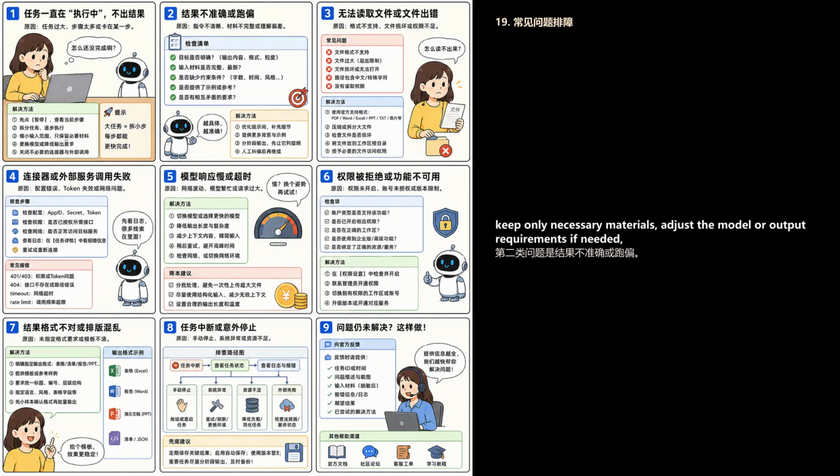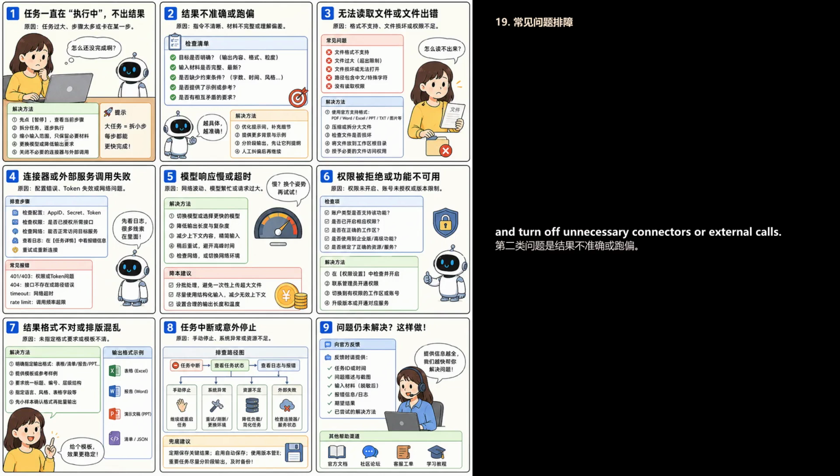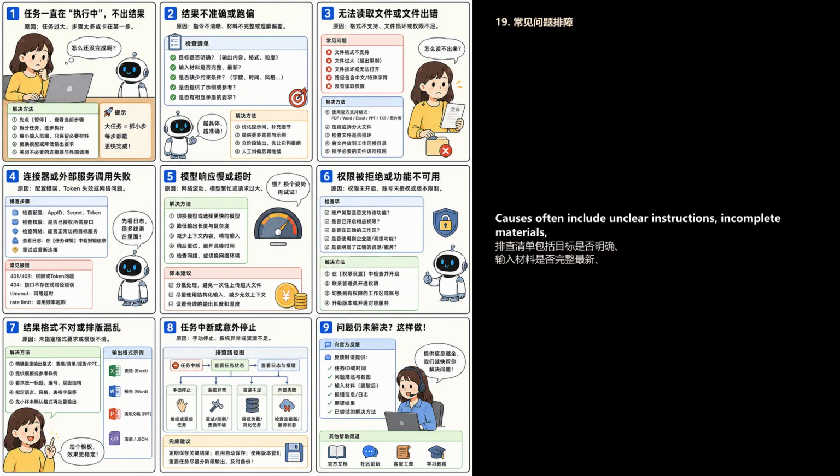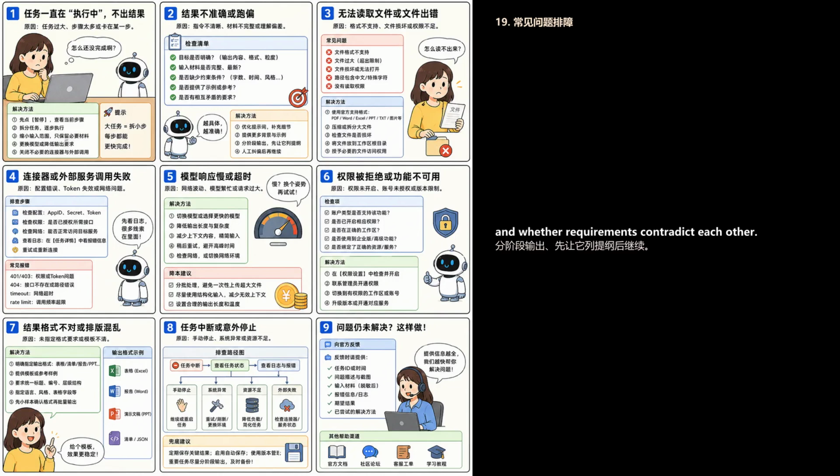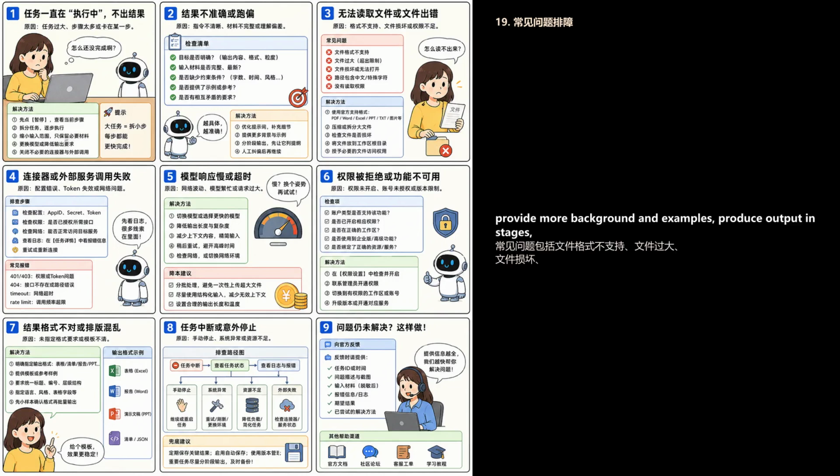The second problem type is inaccurate or drifting results. Causes often include unclear instructions, incomplete materials, or misunderstanding. Check whether the goal is clear, whether materials are complete and up to date, whether constraints are missing, whether examples are provided, and whether requirements contradict each other. The solution is to improve the prompt, add details, provide more background and examples, produce output in stages, and ask for an outline before continuing.